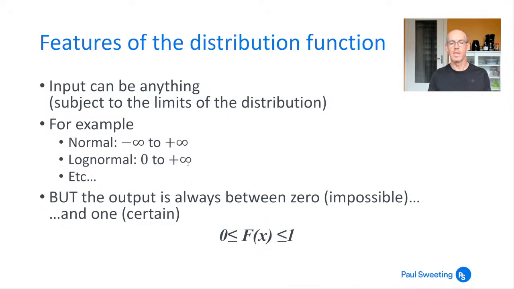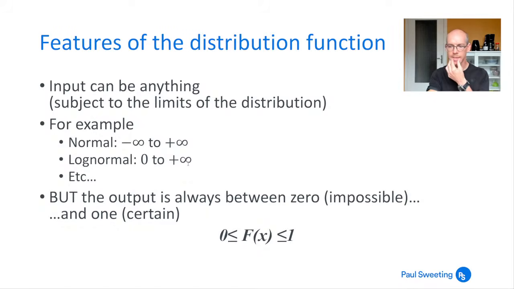So, so long as the input is within the limits of whatever a particular distribution can have, it can be anything at all. But the output is always going to be between 0 and 1. So F of x, capital F of x, always lies between 0 and 1. That is what a distribution function does. So hopefully everybody's with me so far. This is reasonably straightforward stuff.